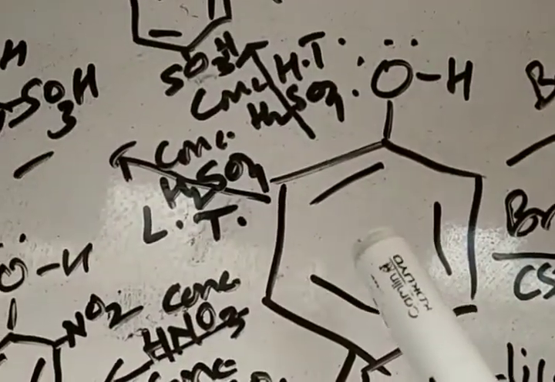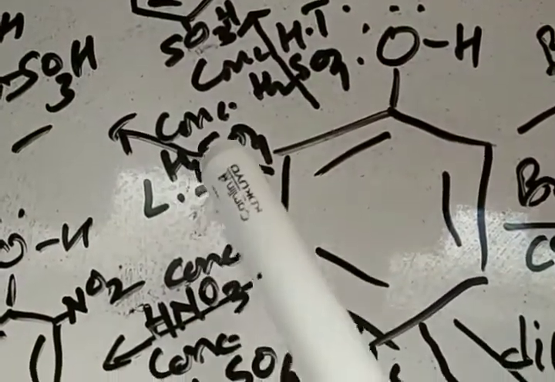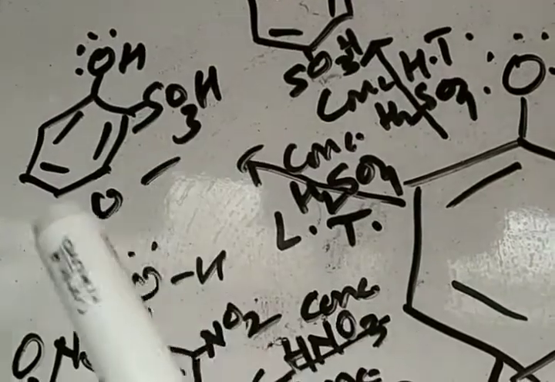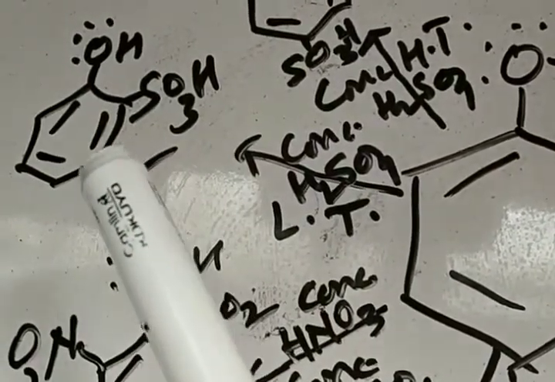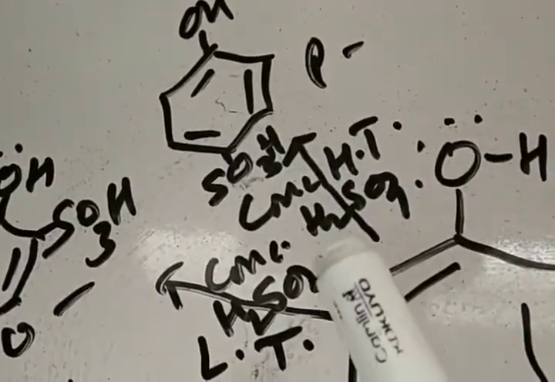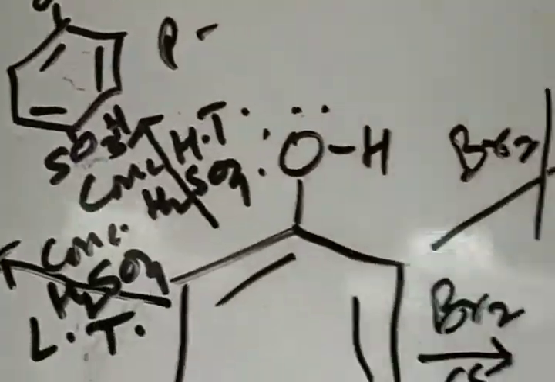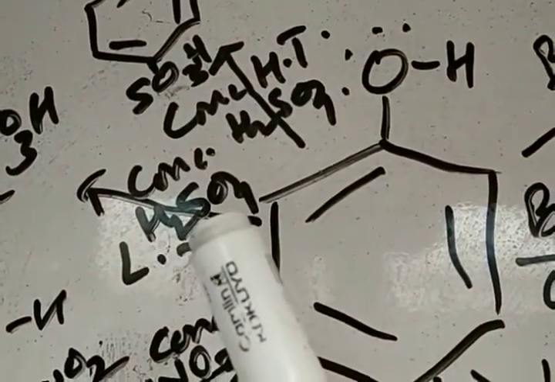When phenol is treated with concentrated H2SO4 at low temperature, it gives orthohydroxybenzene sulfonic acid. Means at low temperature ortho substitution occurs, and at high temperature phenol gives parahydroxybenzene sulfonic acid. This is parahydroxybenzene sulfonic acid. All these bromination, nitration and sulfonation reactions we discussed in our last videos.